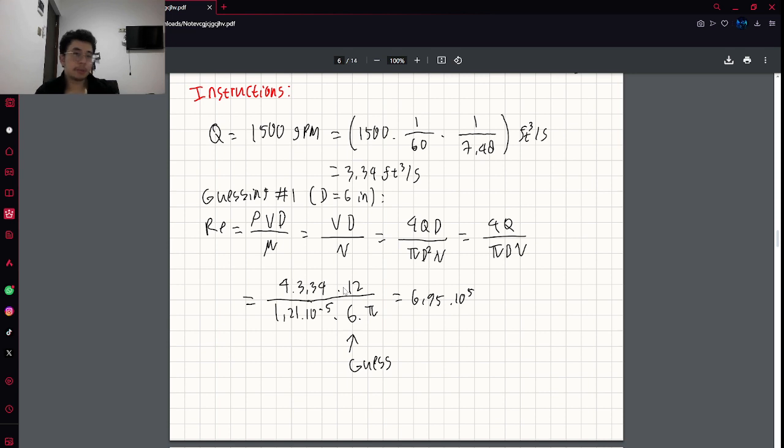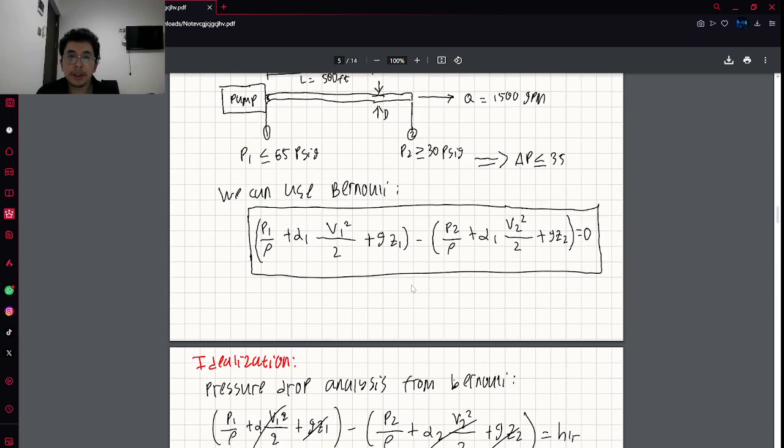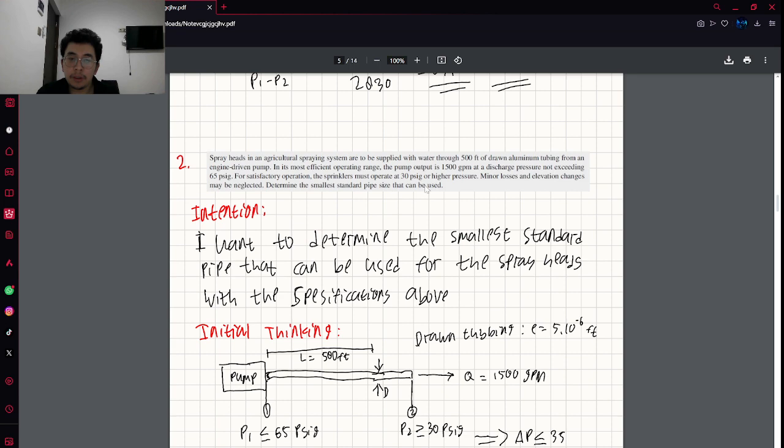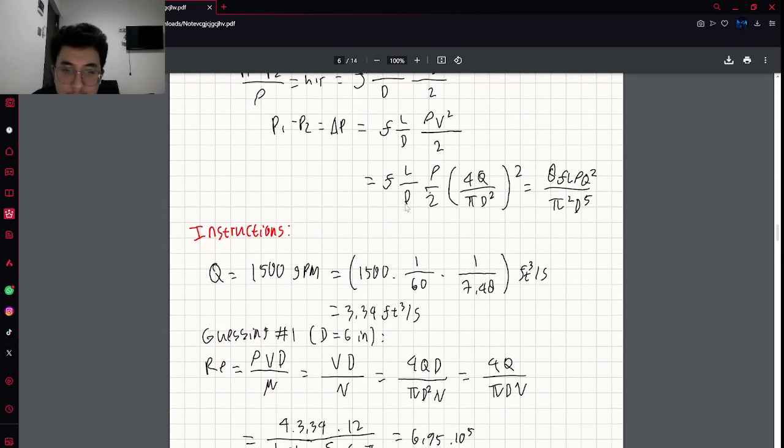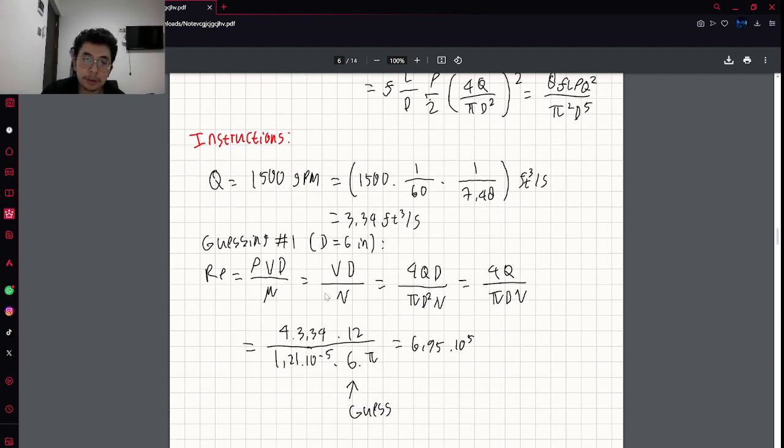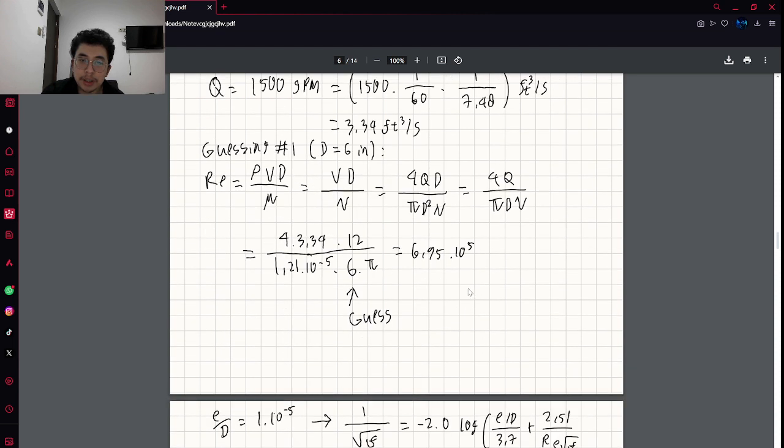So basically this part right here is just guessing. For my first guess, the pipe should be at 6. Oh yeah, basically this part actually asks what is the smallest standard pipe size that can be used. So I assume it to be 6 first, and then we get to the Reynolds equation, Reynolds analysis, which is going to be this equals to this.